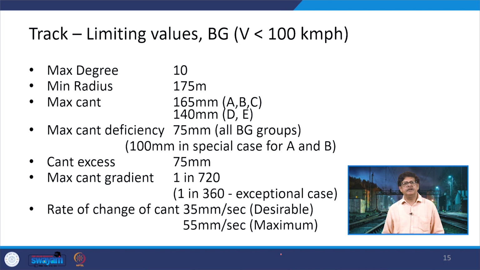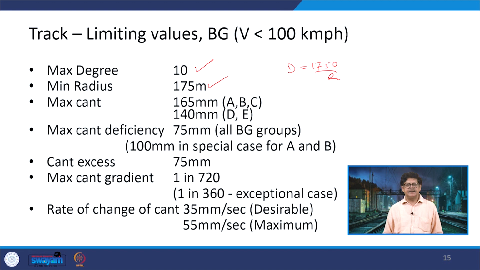These are some of the limiting values which are being given here. Maximum degree in the case of broad gauge, if you remember, we discussed when we were talking about the curves. It is 10 degrees. With respect to that, the minimum radius comes out to be 175 meters because of the relationship between them. So, D is equal to 1750 divided by R.